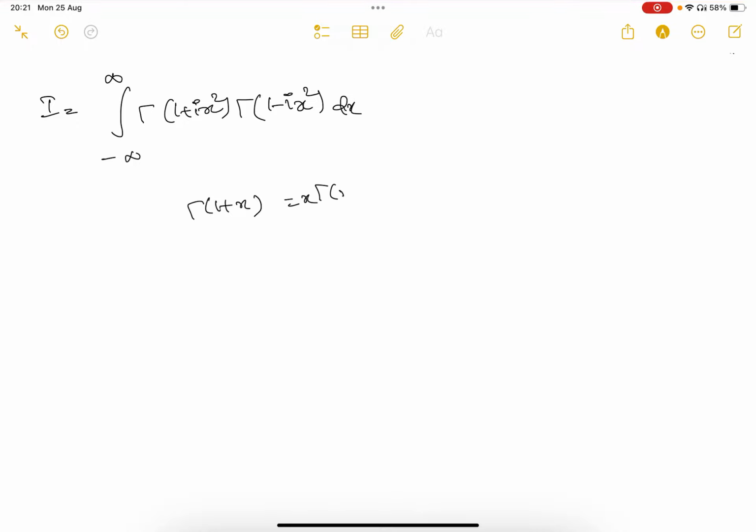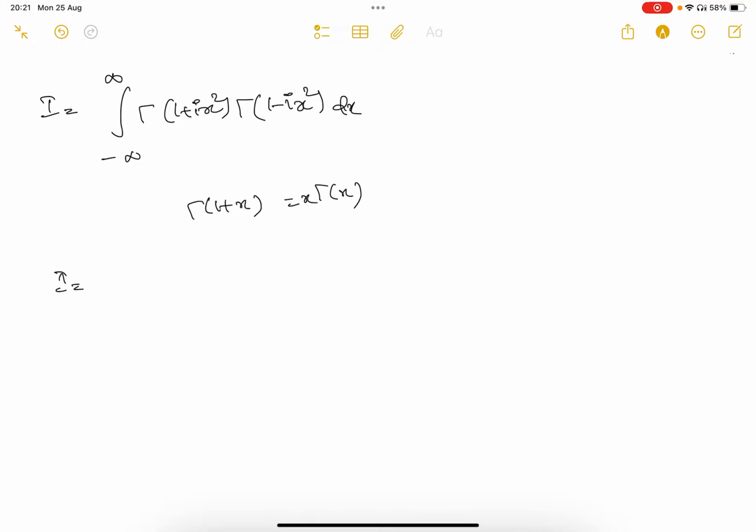Hello, let's evaluate this integral. I equals the integral from minus infinity to plus infinity of gamma of 1 plus i x squared into gamma of 1 minus i x squared dx. As you know, gamma of 1 plus x is x into gamma of x.